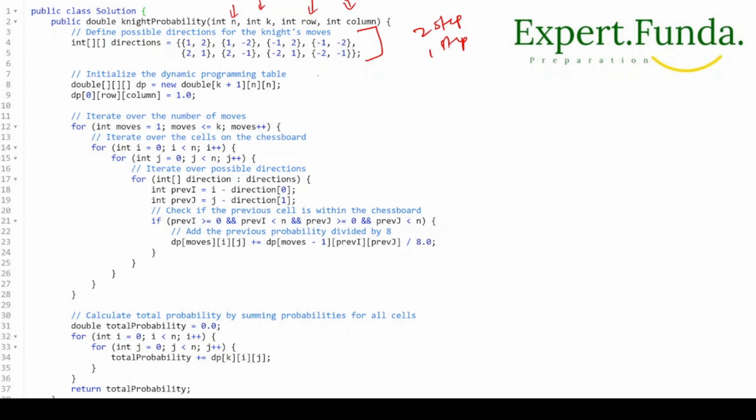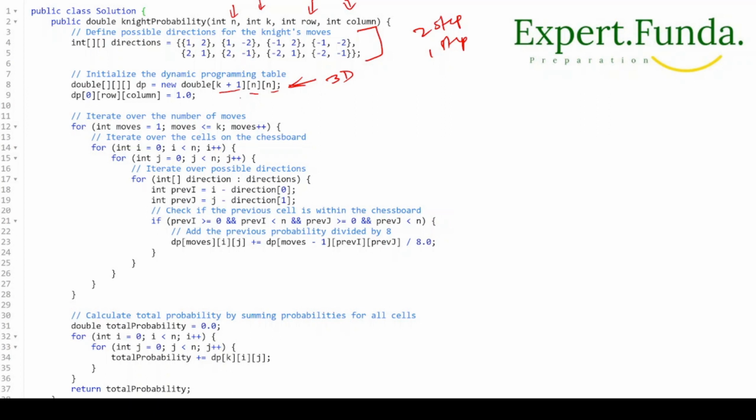So in total there will be 8 moves. Now we will initialize a DP table because we are going to use DP. We will take a DP in double form, DP of k plus 1, n and n. Because this is 3D dynamic programming, since 3 states have been given, as you can see: int n, k.